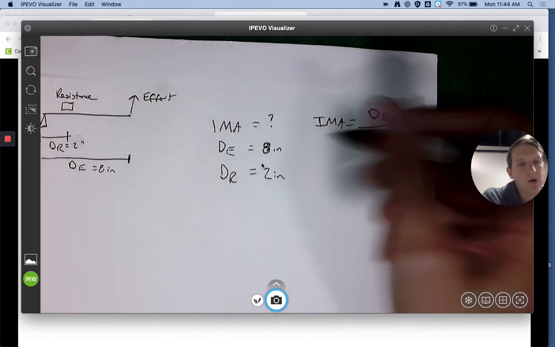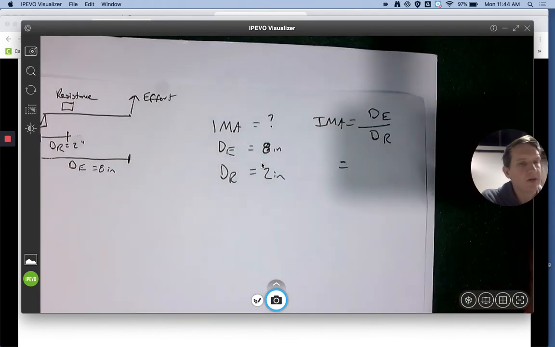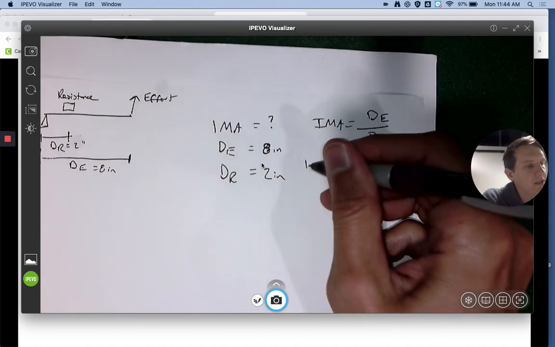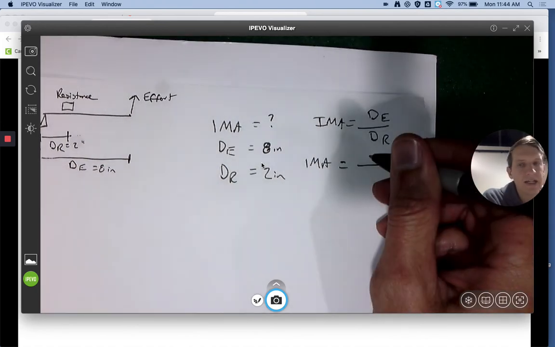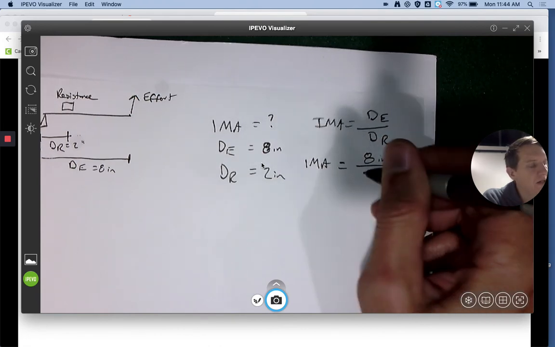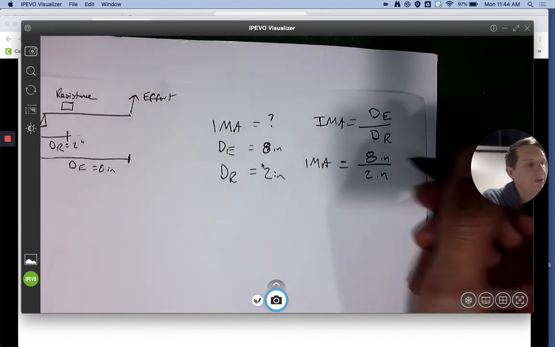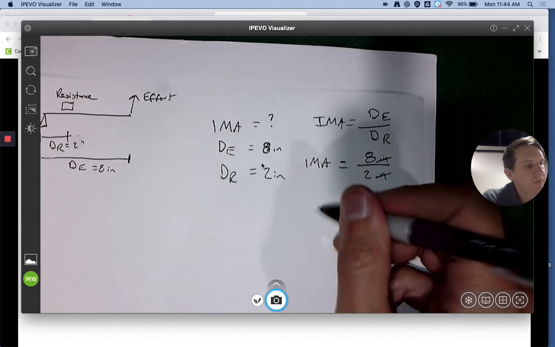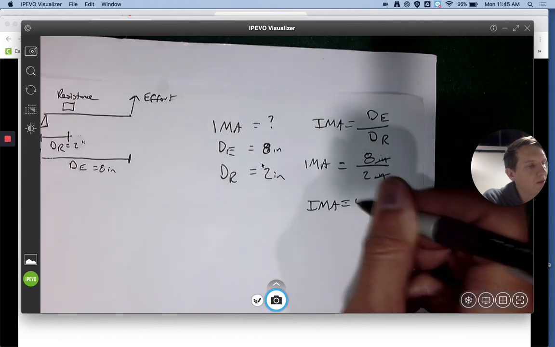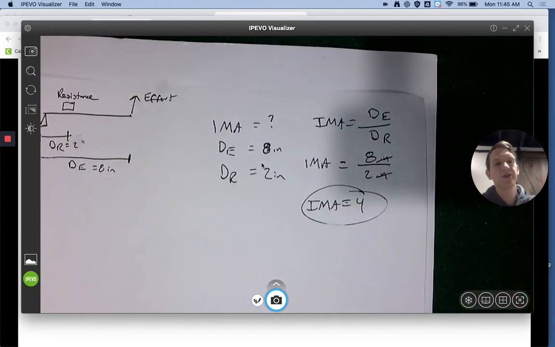Okay, so now we substitute. All right, so I'm getting ready to write below that. IMA, I don't know what it is, so I'm just going to leave that as IMA. DE is 8 inches, and DR is 2 inches. And our units cancel out, and we're left with IMA equals 8 divided by 2 is 4. This lever is going to make us 4 times stronger, or it should.